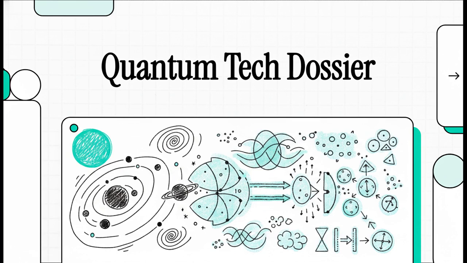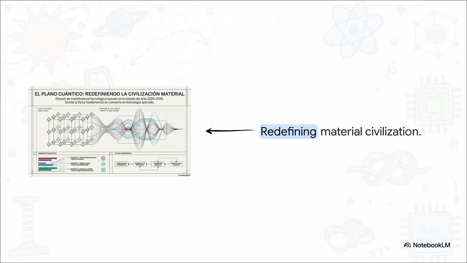Now, this isn't some distant science fiction. What we're looking at today is a validated blueprint of the state-of-the-art from 2024 to 2026. I really want you to focus closely on the visual data we've selected for you today. We're going to take this nice and slow so you can really get a good look at these incredible documents as we map out exactly how fundamental physics is being converted into applied technology. Okay, let's dive into this.